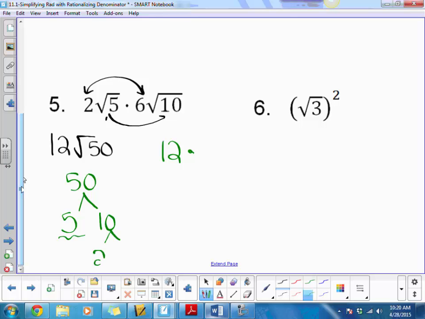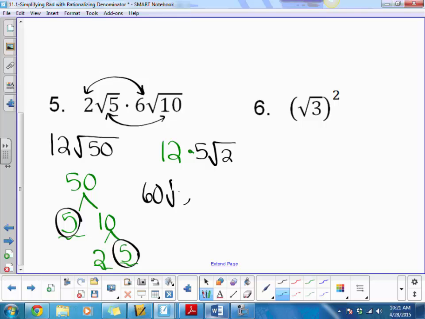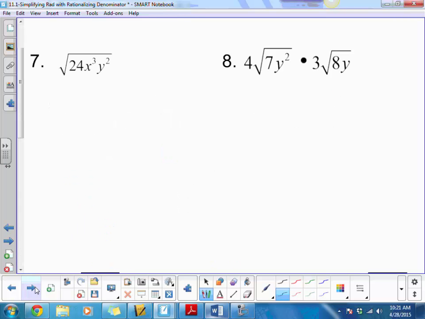I know 10 has the factors of 2 and 5. Both of those are prime. Using the method that we just learned, I'm looking for a pair, a matched set of factors. 5 is a pair, but 2 is still a factor and it has no matched set. It goes underneath the radical. 12 times 5 is 60 root 2. All right? Let's look at example number 7.